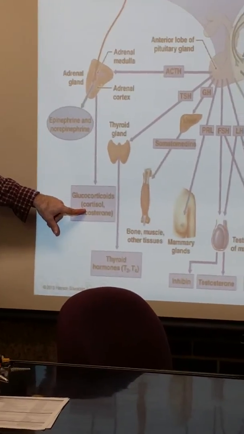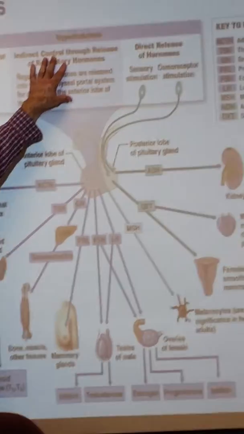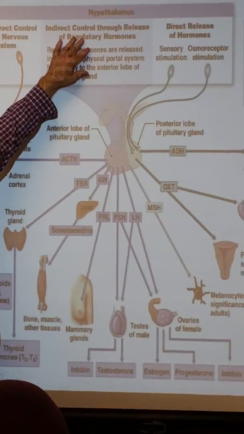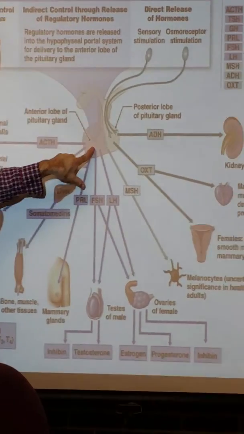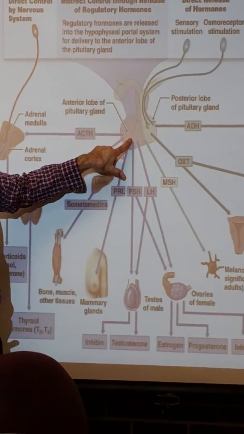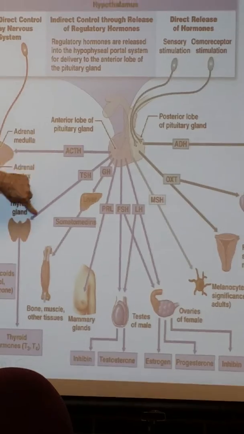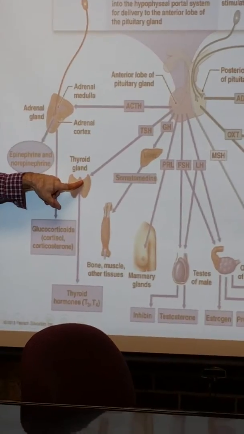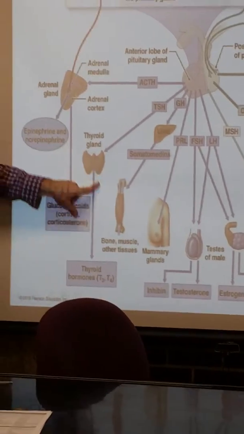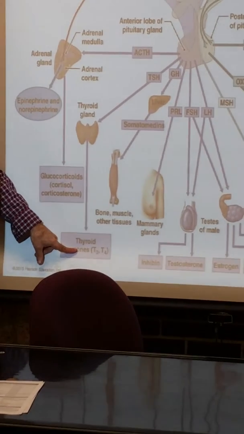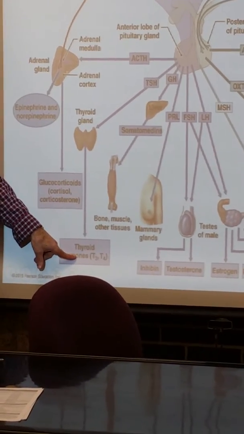Let's do TRH. Hypothalamus secretes TRH, thyrotropin releasing hormone. The TRH will come to the anterior pituitary and say, hey, make TSH. The anterior pituitary will make TSH. That'll go to the thyroid gland. It tells the thyroid gland to make T3 and T4. And T3 and T4 will go out to all body cells and increase metabolism.